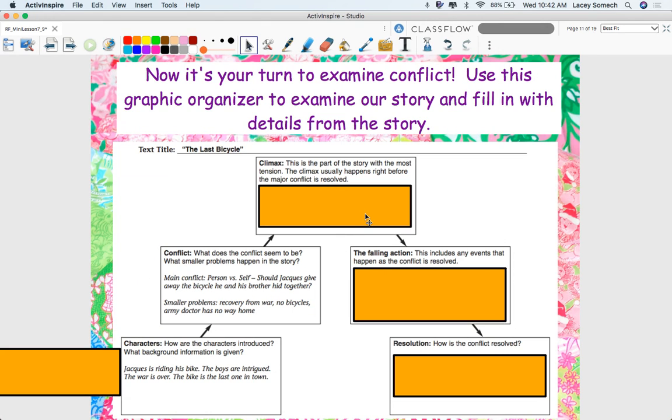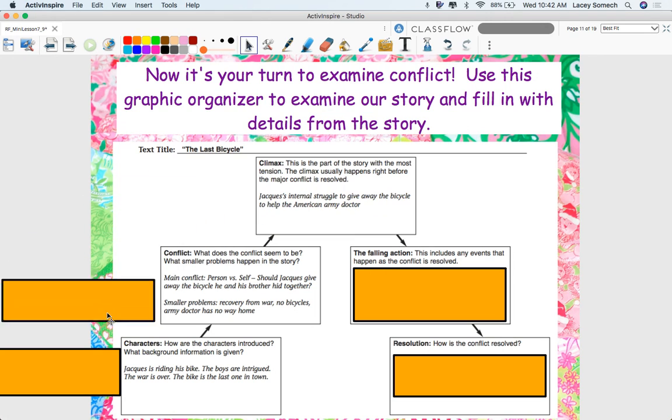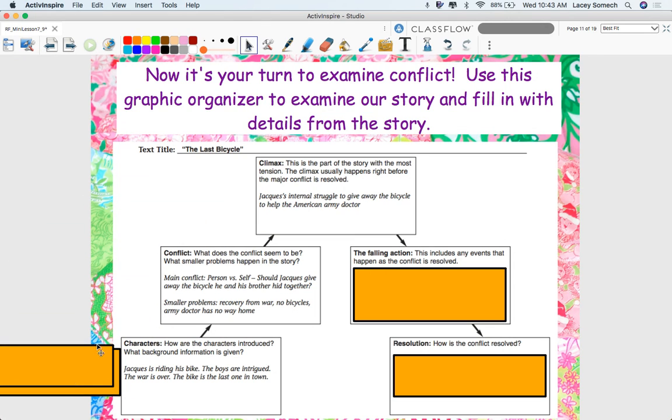Now, what was that climax? The part of the story where there was the most tension, right? What is Jaquise going to do? What does he do? He is struggling, okay, to give away the bicycle and help the American doctor. So he's asking himself, what is he going to do?